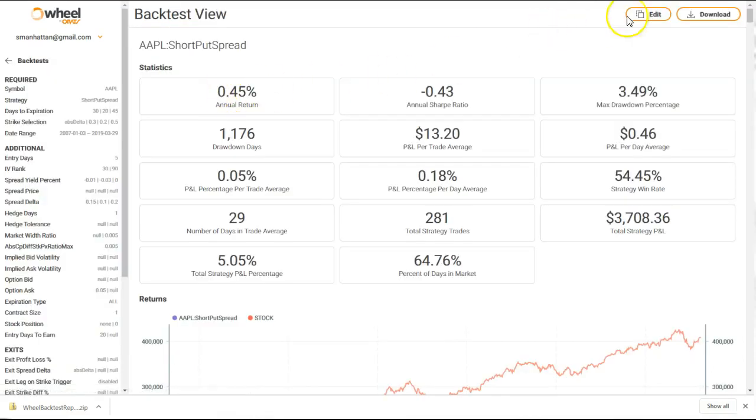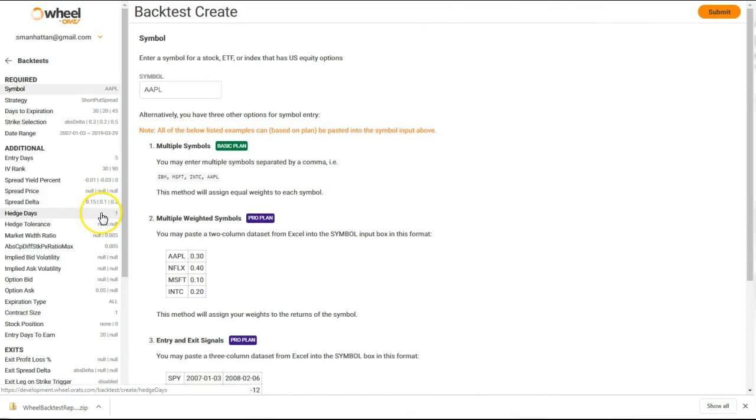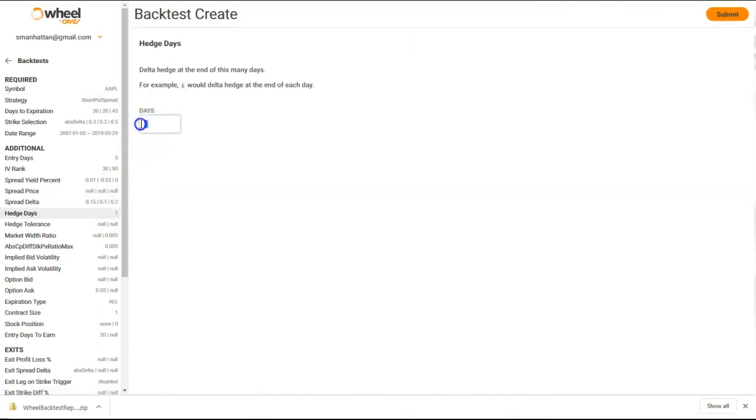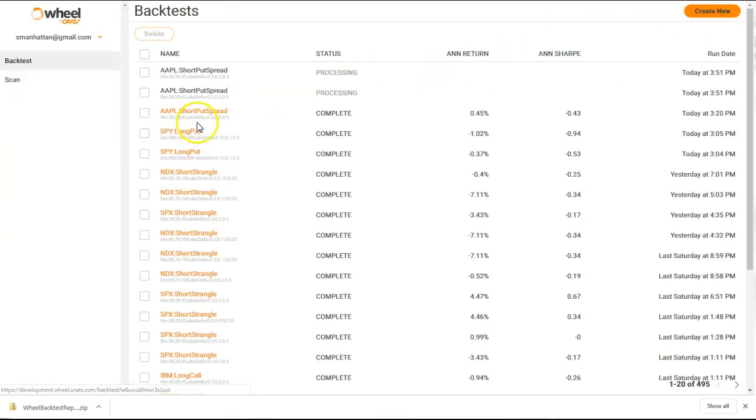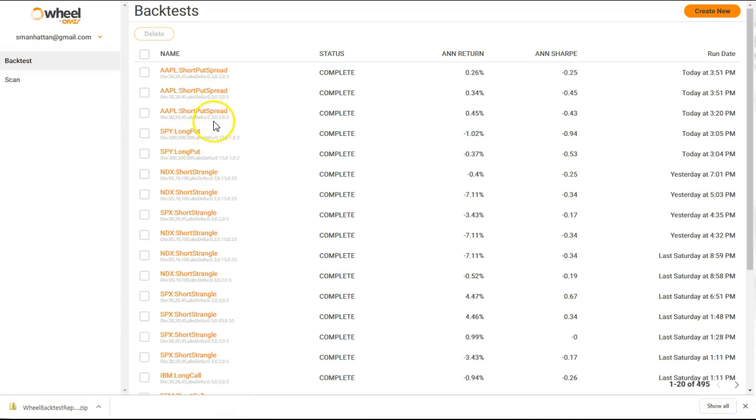And while that's processing, again, it takes 1 or 2 minutes, let's click on it and edit something else out. Let's take out the hedge days. Often you may not be delta hedging, so let's take a look at what the results are when we don't have delta hedging. All right, these tests have finished running, and let's check them out.